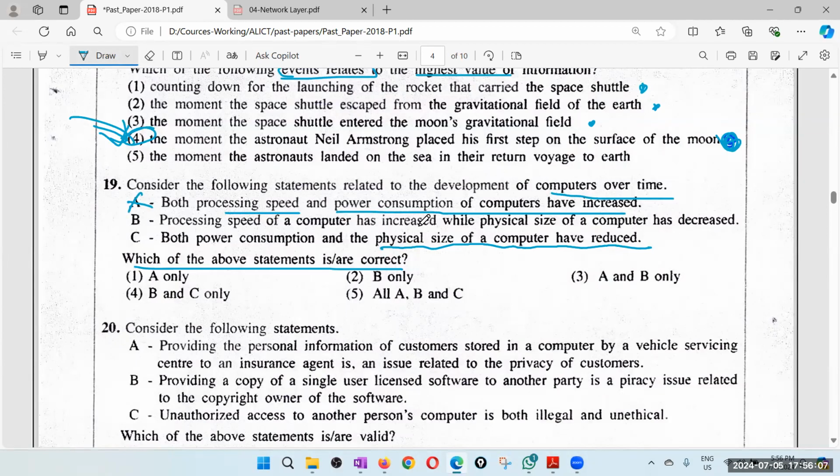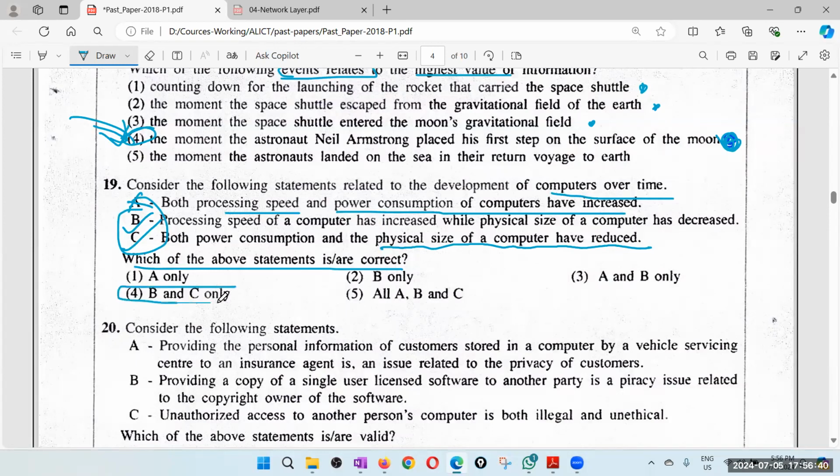Processing speed of a computer has increased while the physical size of a computer has decreased. Okay, we'll take that. Both power consumption and physical size. Okay, physical size has definitely decreased. Maybe we can take that power consumption also reduced, right? So that is why the battery life is getting higher and higher, right? And with a very small charging cycle, we can keep our smartphone up and running for another 1 or 2 days. I'll go for B and C.